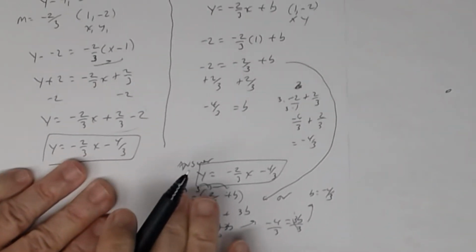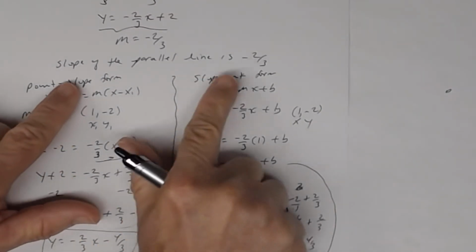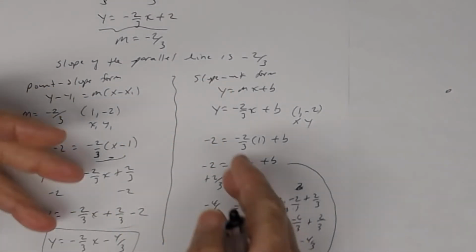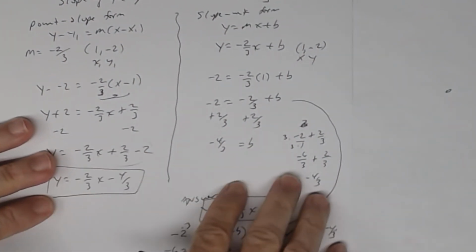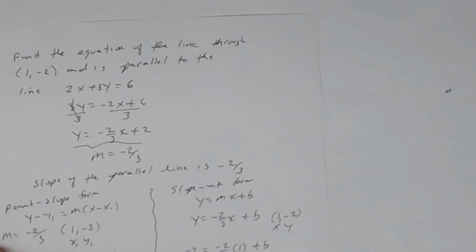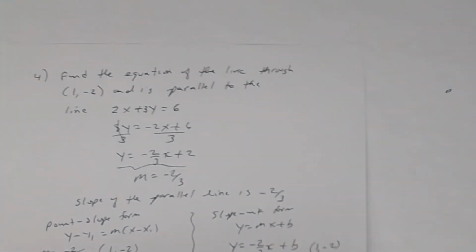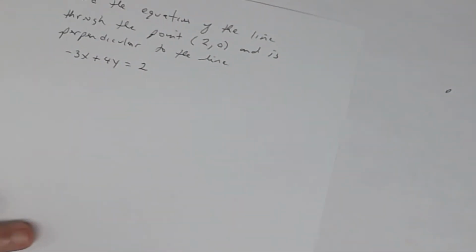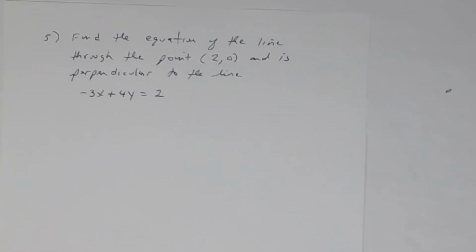Okay? So it does not matter which approach we take. Just know in this problem, you did end up having to deal with fractions. Okay? All right, so that was number 4. And then finally, number 5. Number 5, this is what we have.